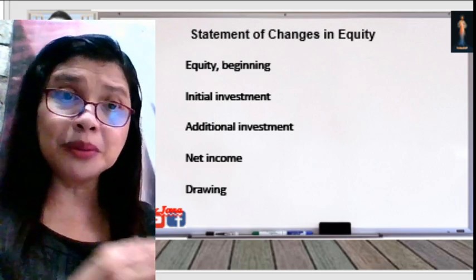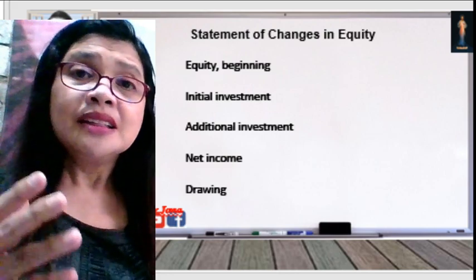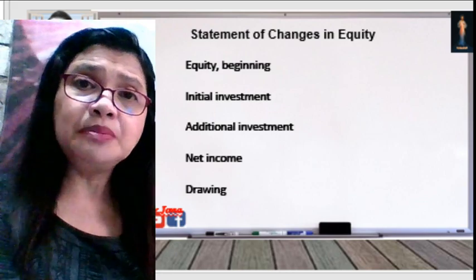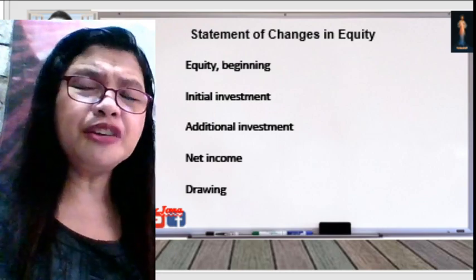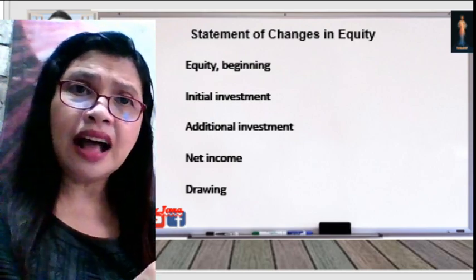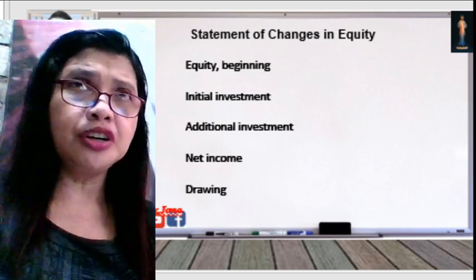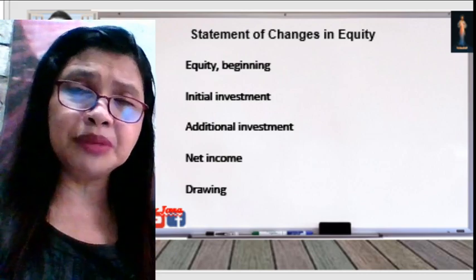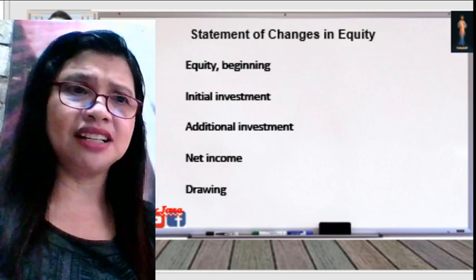Now let's go to the additional investment. During the operation of the business, in the middle of the business operations, the owners may think of adding some more investment. It may be in the form of cash, inventory, machine, or other forms of investment. They would add investment to the company to facilitate the business operation or just to increase the profits of the business.